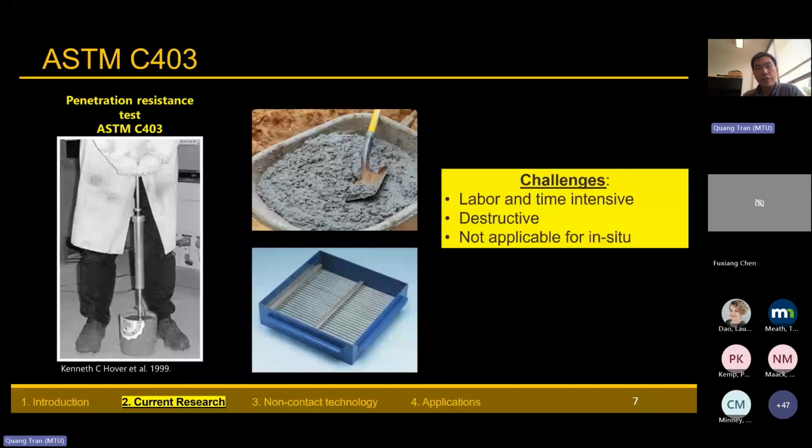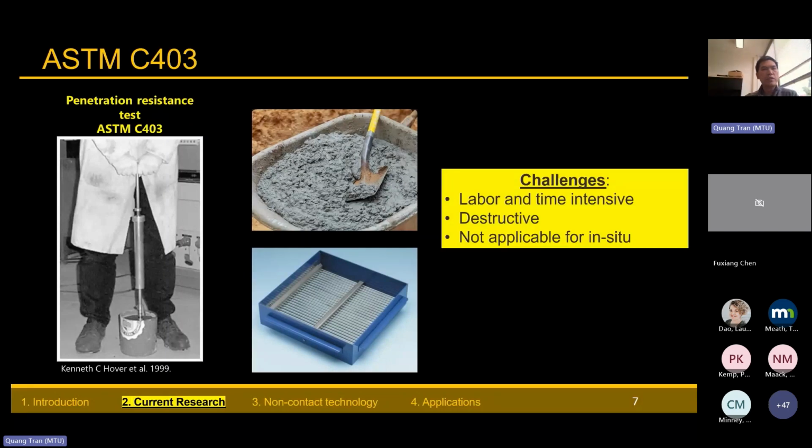So as you would imagine, following this procedure, it's very labor and time intensive. Also, this test is destructive, and it's not possible to apply this technique in the field.